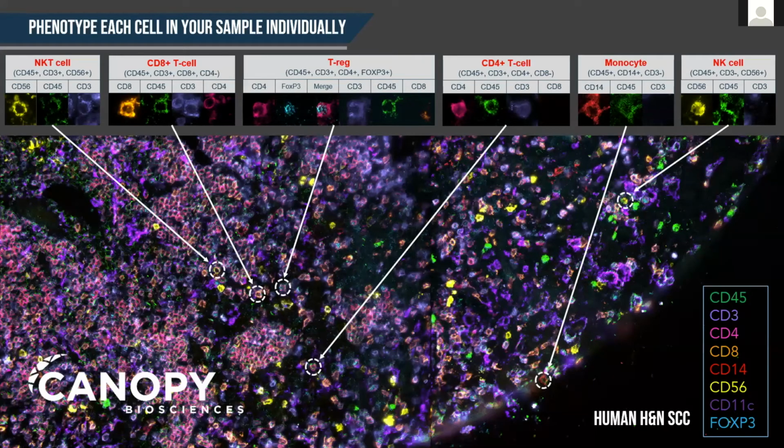And so here's the endpoint. We're able to image tissues and phenotype every single individual cell on the sample. We have a quantitative expression level for each marker in the assay for every individual cell in the sample, and we know its spatial orientation in the tissue.